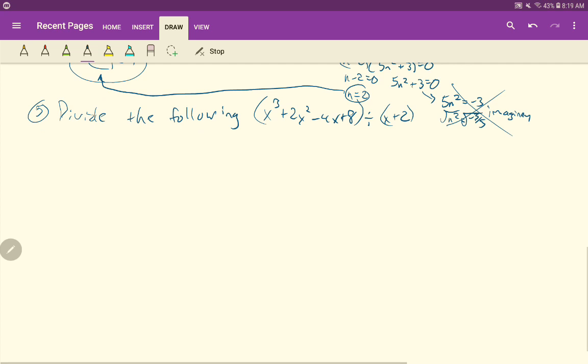All right, last one here, we're asked to divide. Now remember, with division, you have 2 options. We can do synthetic division, which we can do here, or we can use long division. Okay, so I'll show you both.